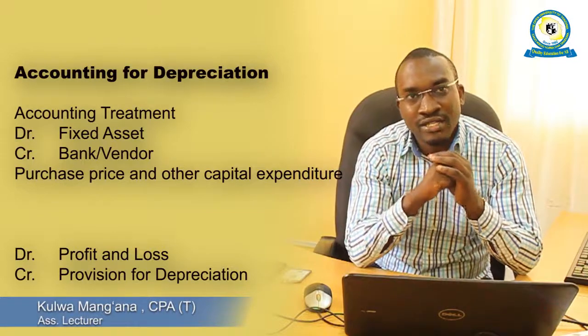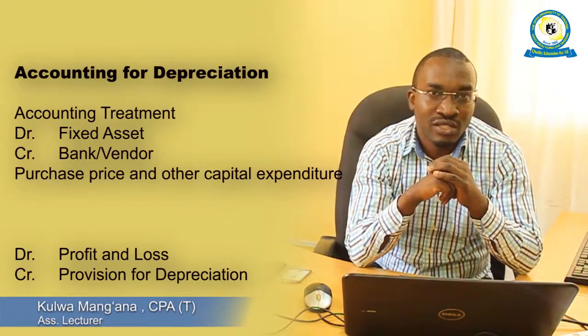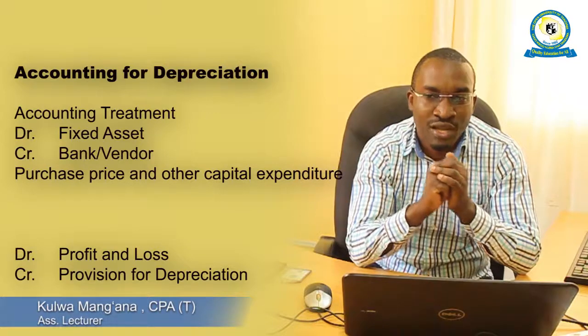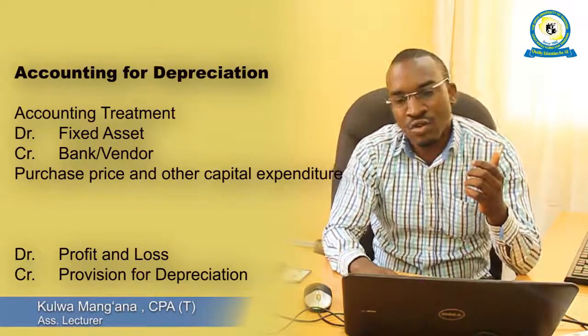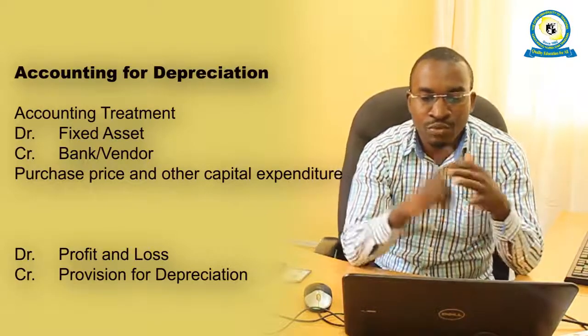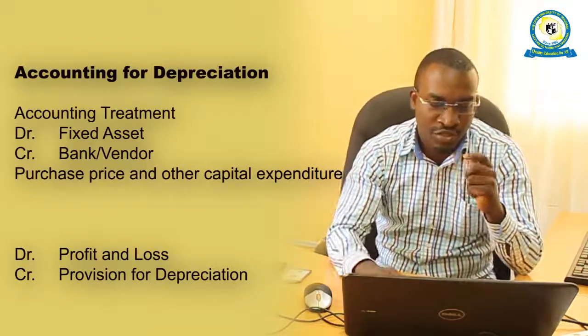Now let us continue with the accounting treatment. You're also going to debit the profit and loss account, and the corresponding credit entry, you're going to credit the provision for depreciation account. Now here we are going to have only 4 accounts. One, you're going to have an account for fixed asset, a bank account or cash account, profit and loss, and then a provision for depreciation.